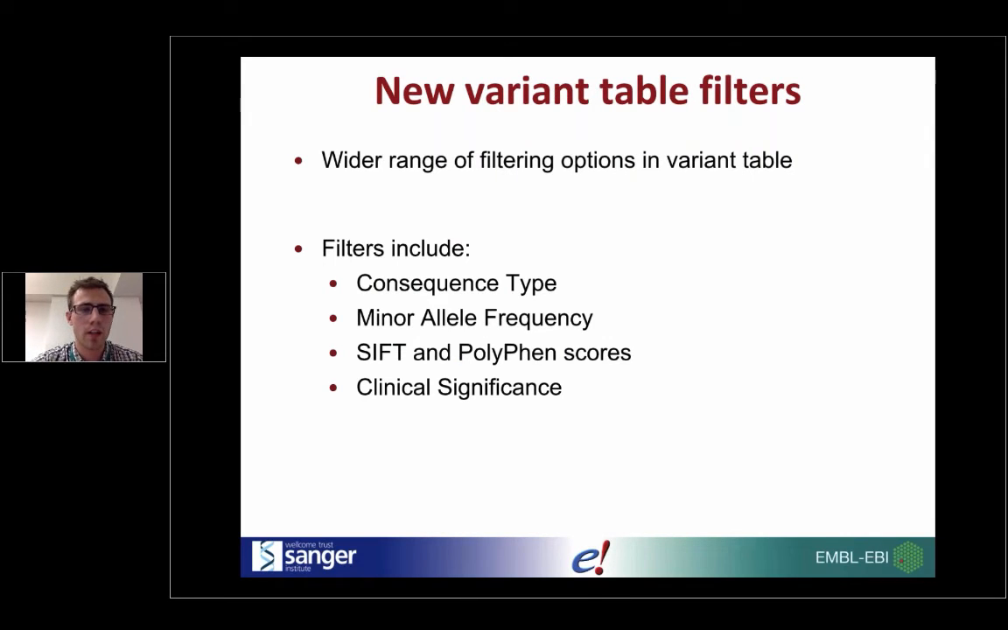So as I mentioned earlier, we have new variant table filters, and we basically just have a wider range of filtering options in the variant table. And these filters include consequence type, which we had before, but also minor allele frequency, SIFT and PolyPhen scores, and clinical significance, among others. And it just allows a more flexible way to narrow down the variants from the long list of variants in the table that you might have.